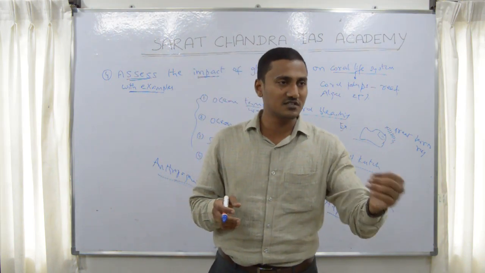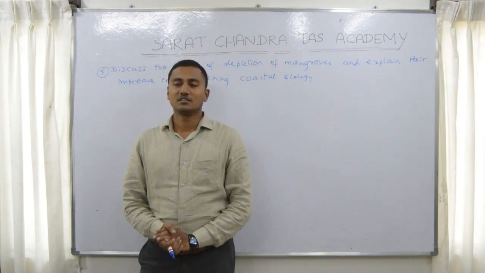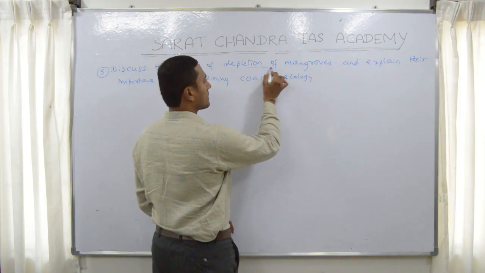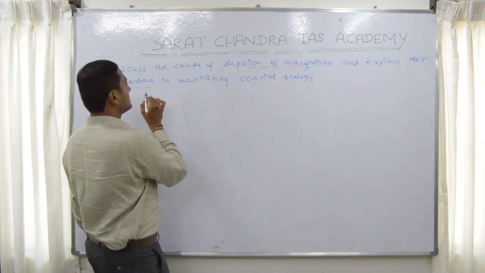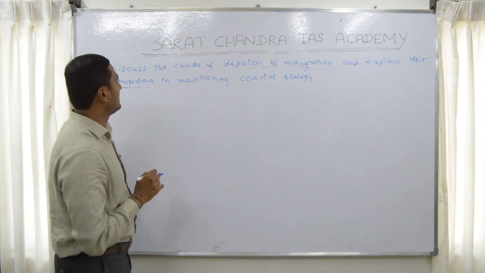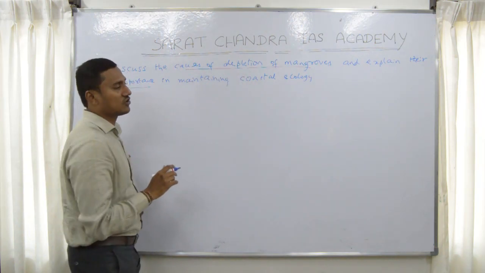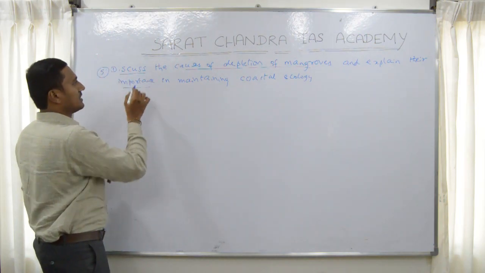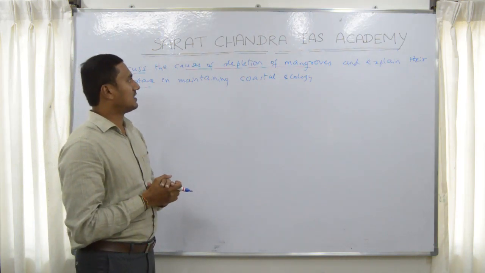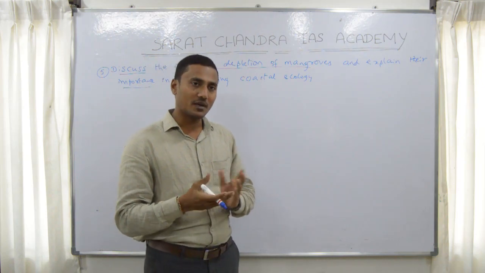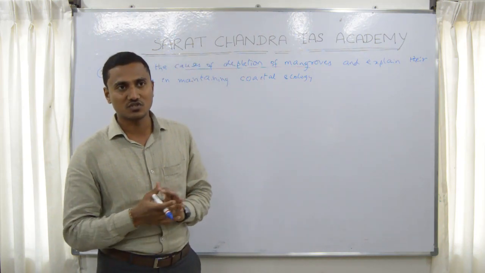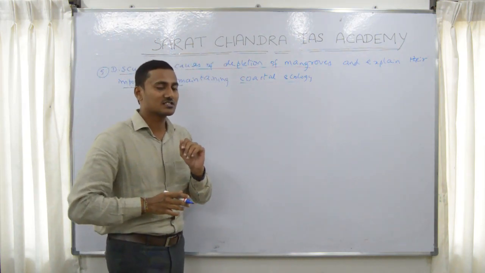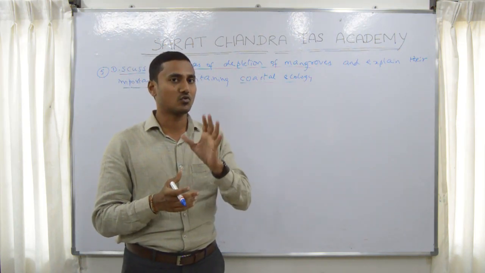So do you have any questions on this? The fifth question: discuss the causes of depletion of mangroves and explain their importance in maintaining the coastal ecology. See, there are several causes for depletion of mangroves. You cannot just enumerate the causes, but you have to discuss the causes. The mangroves have a lot of importance for human beings as well as for ecology and for coast. Here they are only asking you the importance in maintaining coast ecology, not the importance of mangroves to human beings.